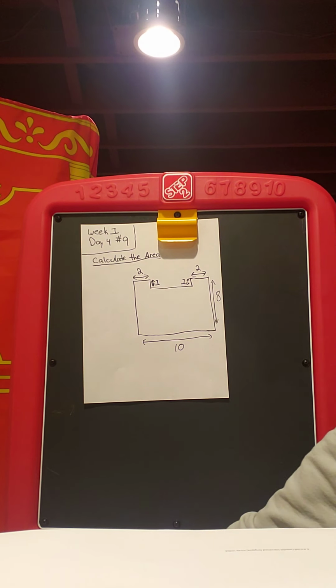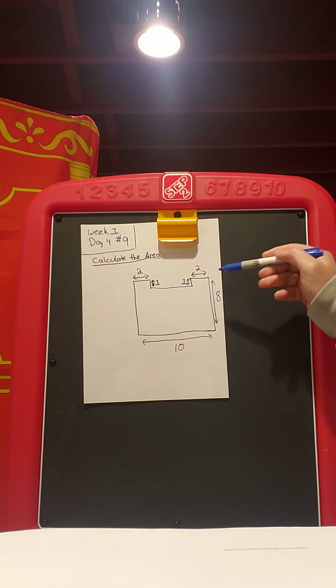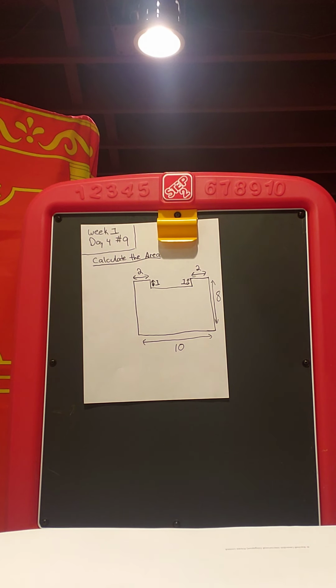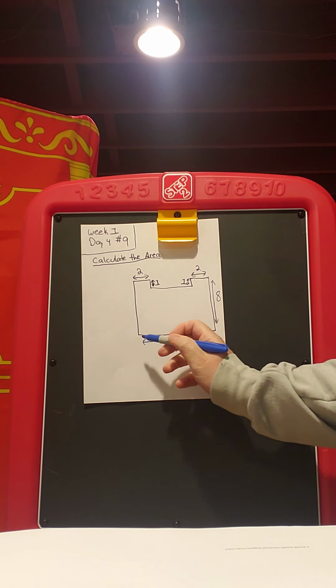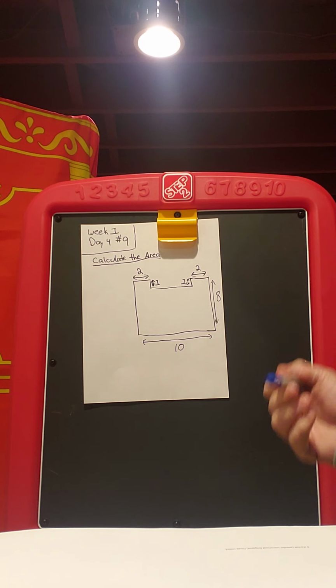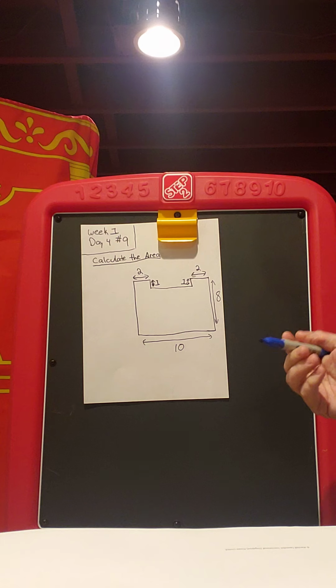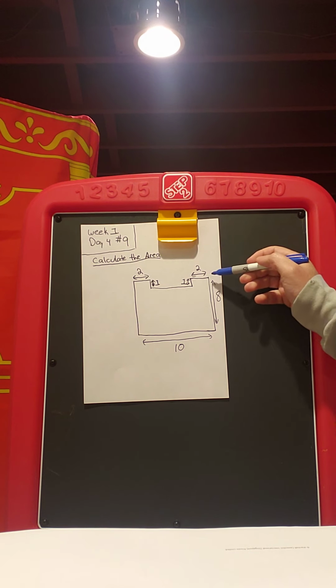Okay, so here we'll be doing week 1, day 4, number 9, where it asks you to calculate the area of each figure. If you notice here, you have your figure labeled exactly how it is in the packet or online, and it's marked by this complete side is 10, this complete side is 8. That is really important.